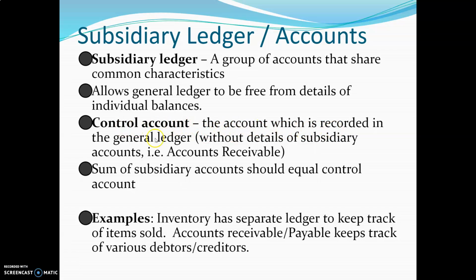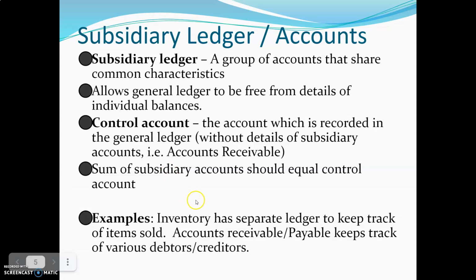The account which is recorded in the general ledger. So that's what we call the accounts receivable one. But we may have accounts receivable Apple, accounts receivable Samsung, accounts receivable GE, accounts receivable LG. And so the control account basically amalgamates all of those accounts into this one. And the sum of the subsidiary accounts, the smaller accounts, should be equal to the value of that control account.